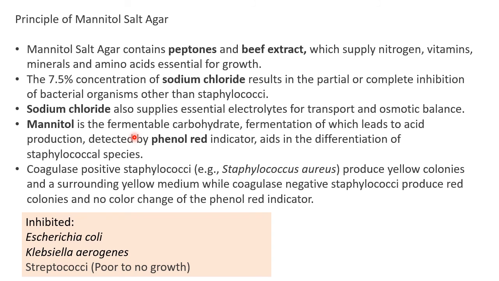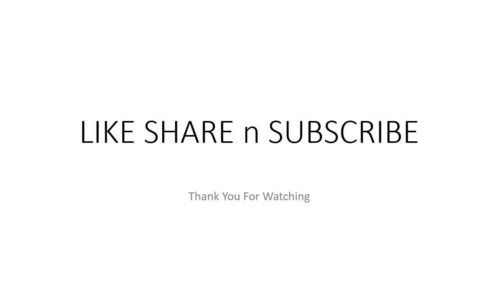Now, if you get a question on this particular media, that is, which are the organisms which are inhibited, then you can give some examples like E. coli, Klebsiella aerogenes, and Streptococci, which have poor to no growth on mannitol salt agar. Okay, Streptococci and Staphylococci, so there is a difference. Mannitol salt agar is for Staphylococcus aureus and it inhibits Streptococci. Okay, so this was all about mannitol salt agar.